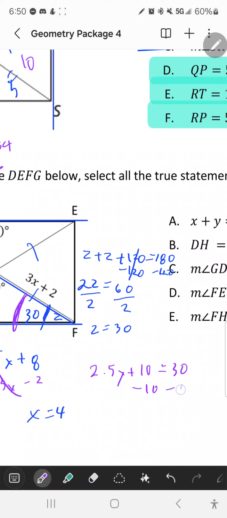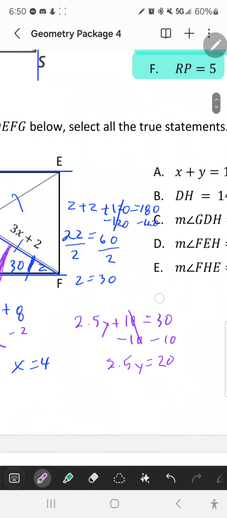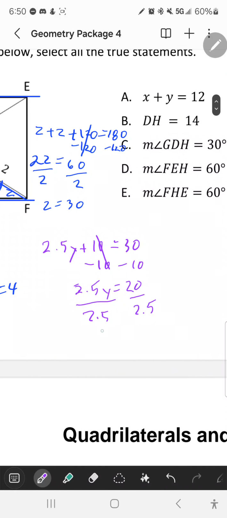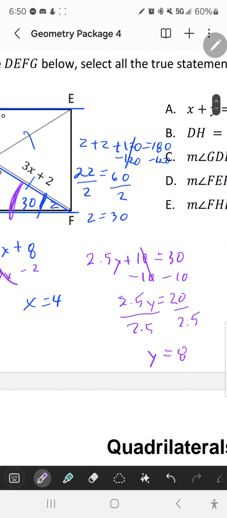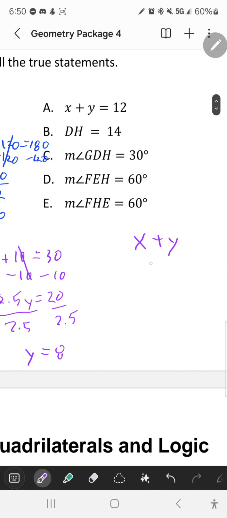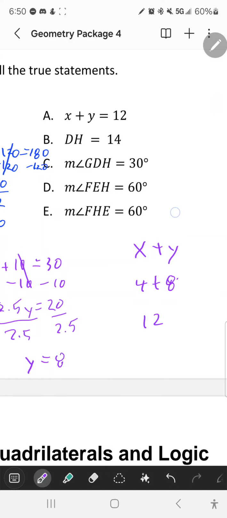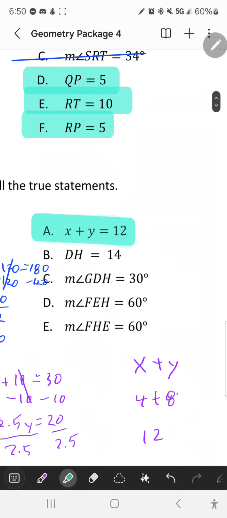So I subtract 10 from both sides, and 2.5y equals 20. Then I divide by 2.5, and if I'm not mistaken, y is equal to 8. Let's make sure: 20 divided by 2.5 is 8. So y is equal to 8. Now they're asking for x plus y, so it will be 4 plus 8, and it's going to be 12. So this one is right.